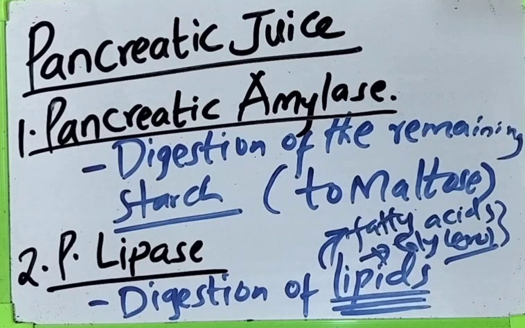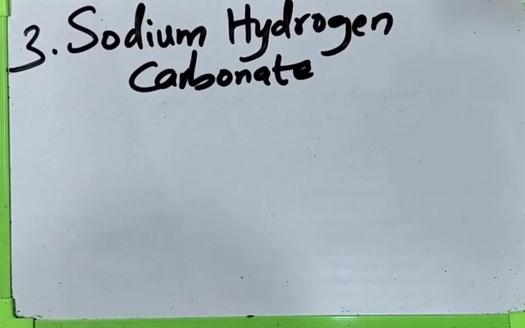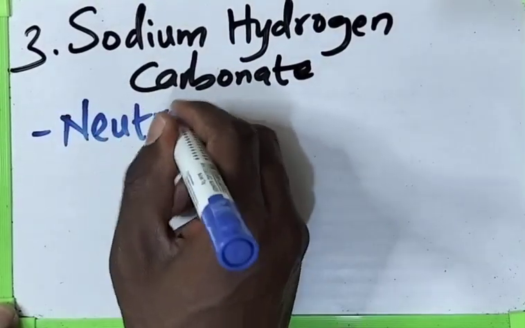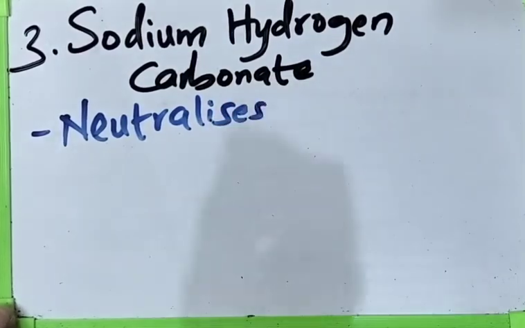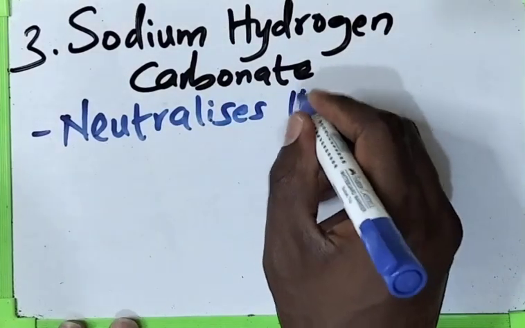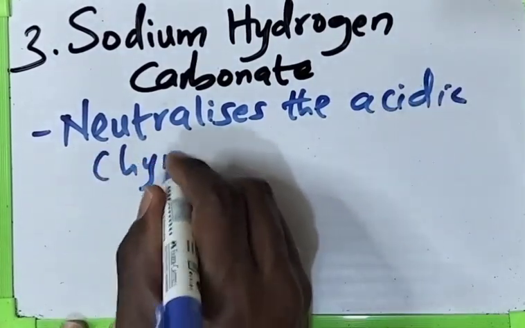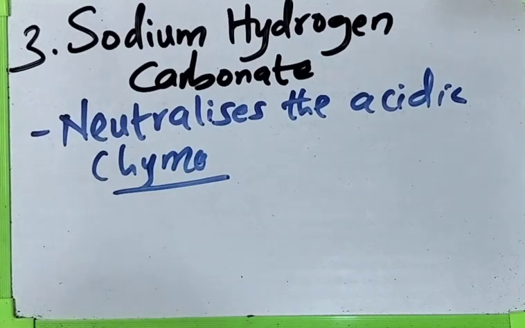Number 3, sodium hydrogen carbonate. This is a very important salt that also neutralizes the acidic chyme. Remember, we have talked about the importance of neutralization of the acidic chyme. At least remove the traces of the acid for the best interest of the action of the digestive enzymes.